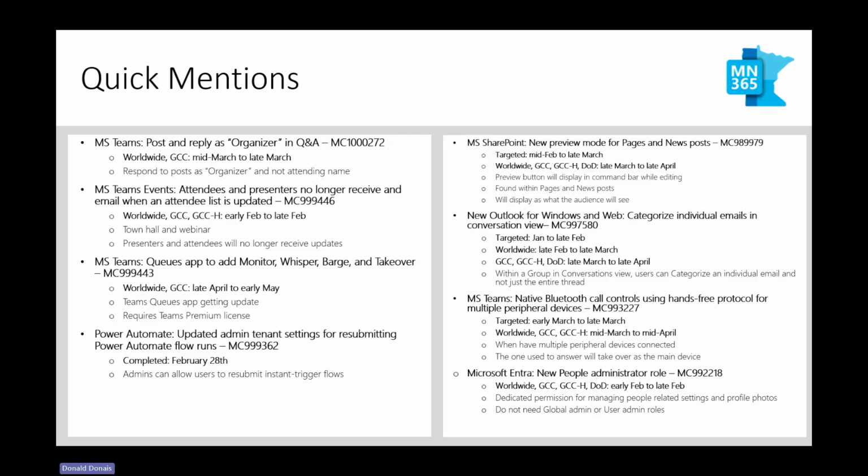All right, some other little things. Admin settings for Power Automate to be able to allow end users to resubmit is actually coming out as well. There's a preview mode for pages and news posts in SharePoint, so I can preview it before I go ahead and post it and get everything out there. We're going to get some updates. Now, this is for the new Outlook for Windows and web, but being able to categorize individual emails versus the entire thread is coming here fairly soon.